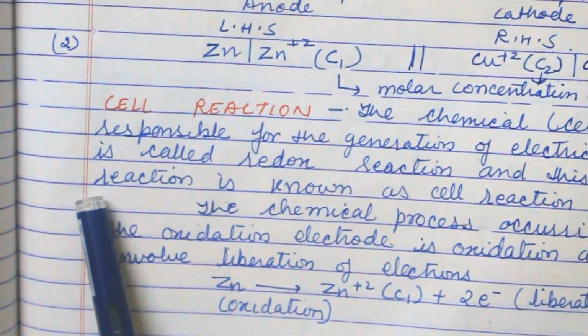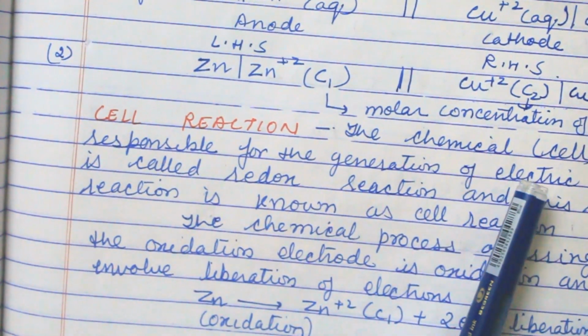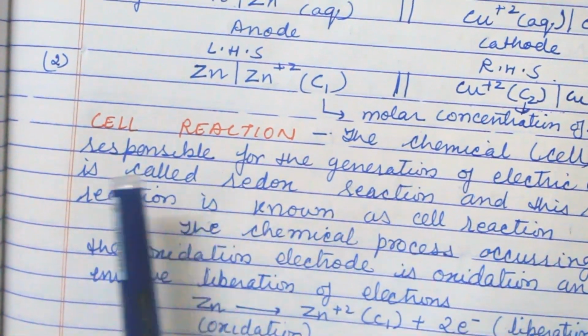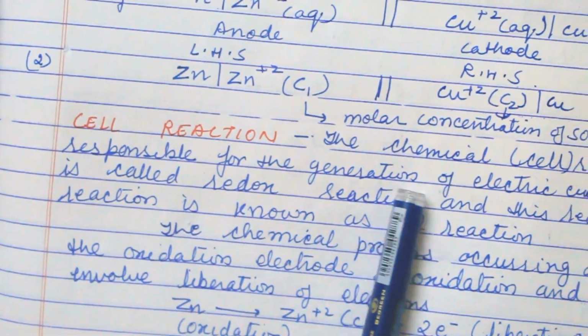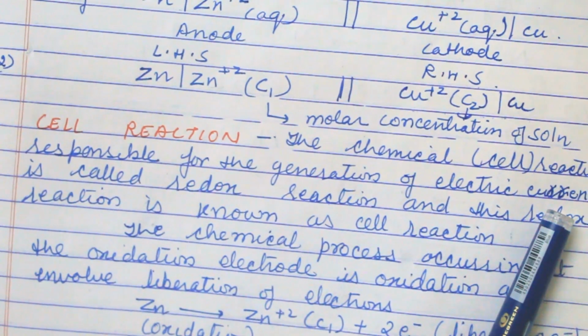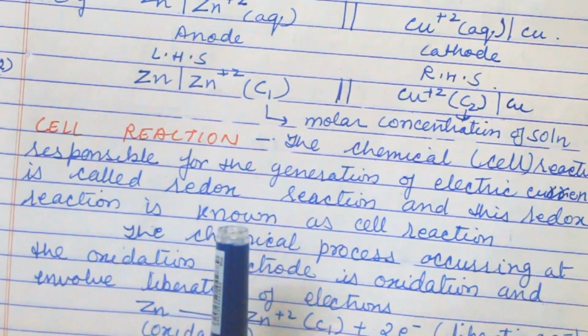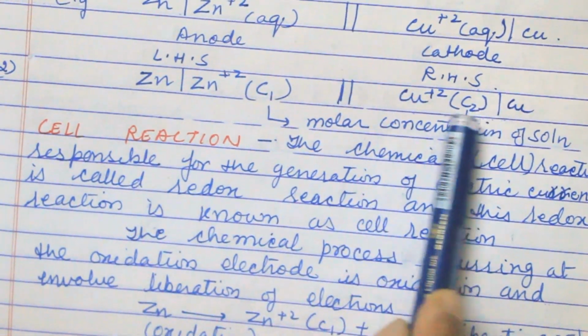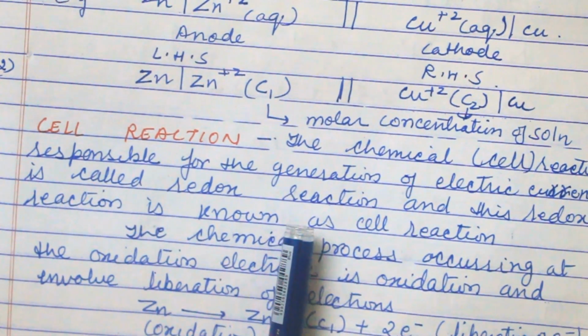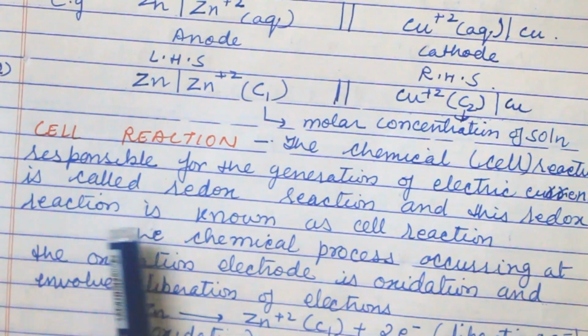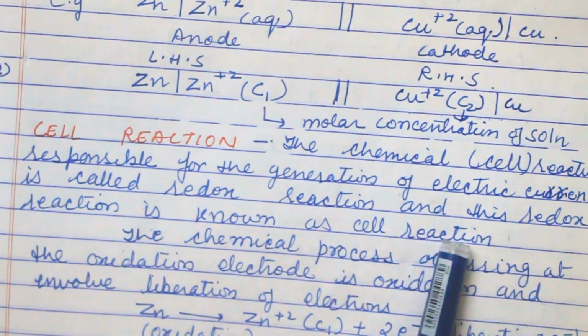Now come to the cell reaction. The chemical reaction responsible for the generation of electric current is called a redox reaction. Redox reaction means that reduction and oxidation both take place simultaneously, and this redox reaction is known as the cell reaction.